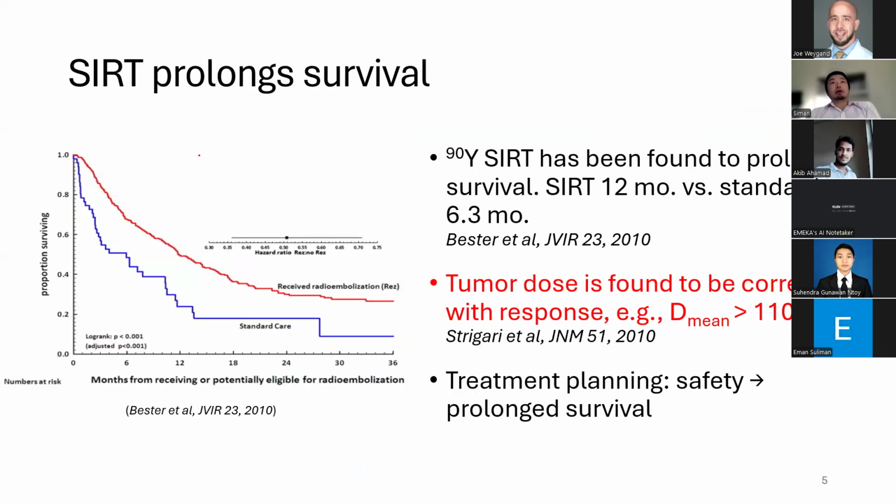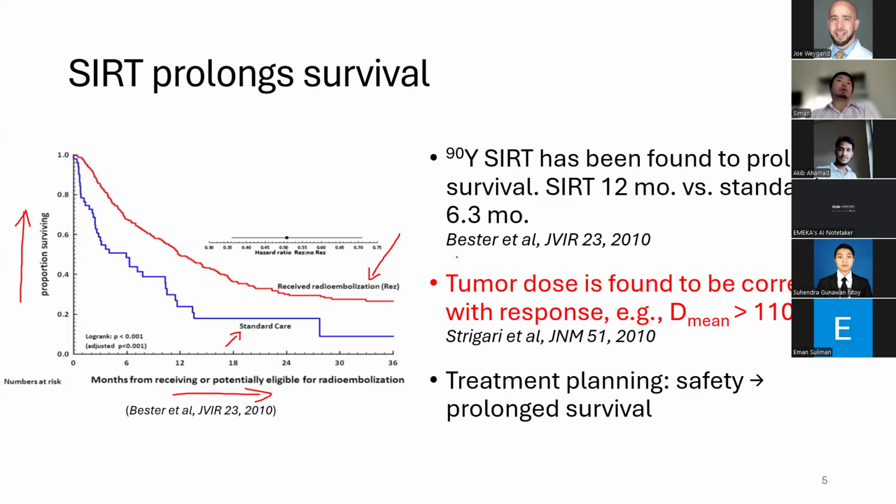And here is a success story from yttrium-90 microsphere therapy. The curve that you see here is a Kaplan-Meier curve. On the x-axis is the duration, or time elapsed since therapy, and on the y-axis is the proportion of survival. The blue one is standard care, a palliative care without radiation therapy or radiopharmaceutical therapy. The red one is the curve for patients that receive radioembolization, that's the RPT. You can see that patients that receive radiopharmaceutical therapy have an increased or prolonged survival.